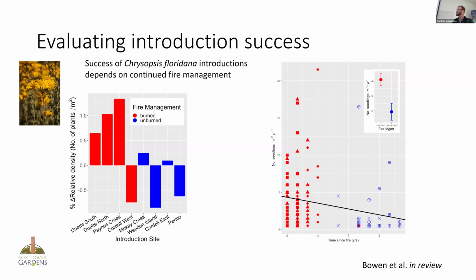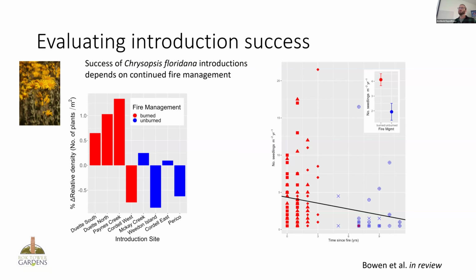And the real take home here is that even though all these introductions were done on protected properties, only the ones that have really been given continued fire management seem to be thriving. So the ones burned recently are increasing for the most part, and the ones that are not being burned are decreasing. And you can see that with the time since fire, that the recent fires basically promote seed germination, and that is one of the reasons why it's so important to burn.